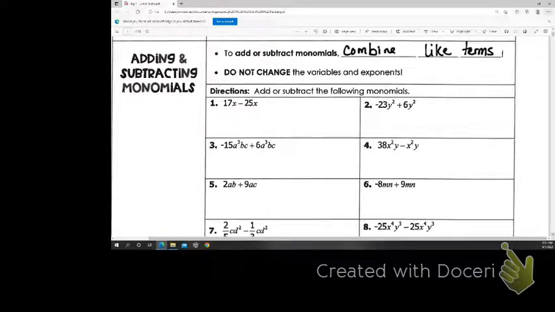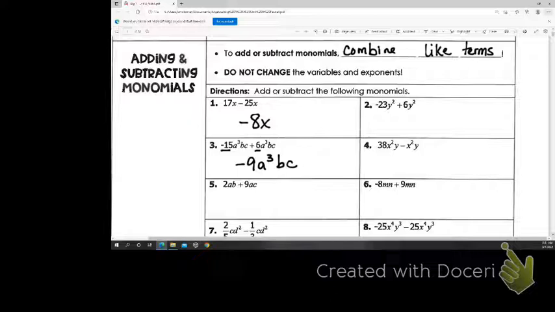So 17x minus 25x, or you could think of it as 17x and negative 25x, negative 8x. Negative 15a cubed bc plus 6a cubed bc, so focus on those coefficients, negative 9, and then notice we do not change the exponents when we are combining like terms, when we are adding and subtracting.